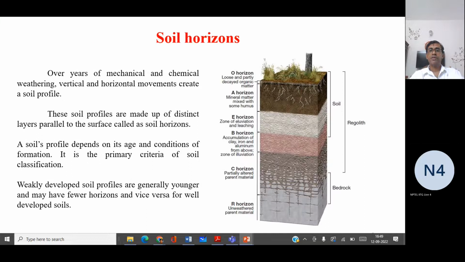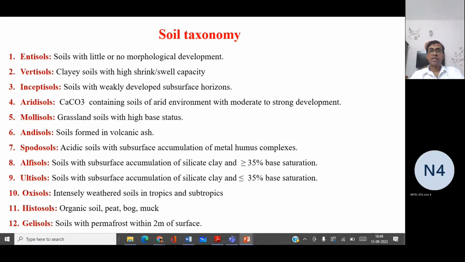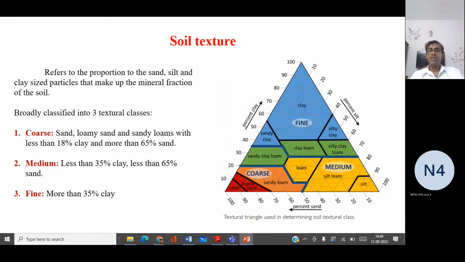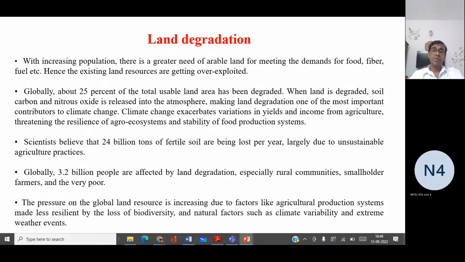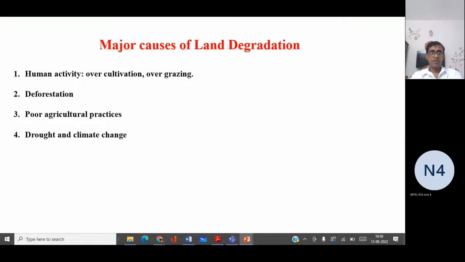So here in biodiversity, we talked about soil, a bit about soil as a resource and its profiles, how it looks like, and then its taxonomy, different classes, textural classes. We talked also about land use and land cover, and land degradation, which is one of the major problems most parts of the world are facing. And you know that globally almost 3 billion people are affected because of this one single problem. And land degradation, of course, takes away your natural resources.